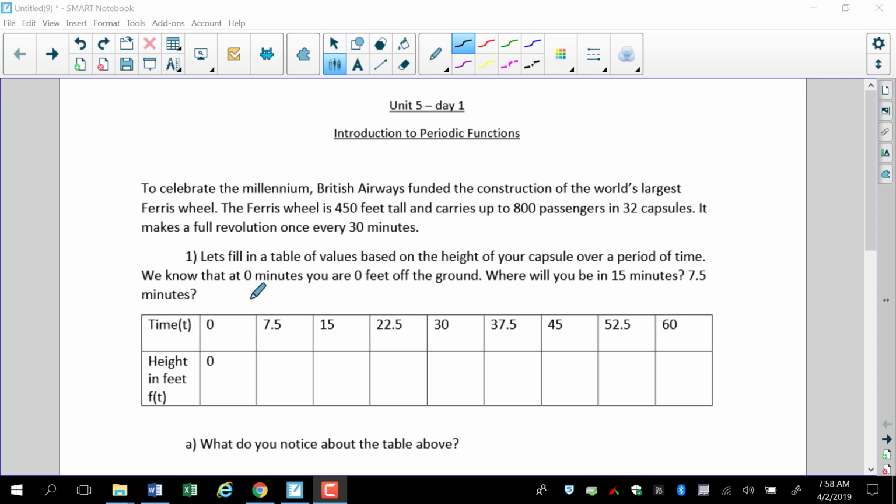Well, the first thing it means is every 30 minutes, it's going to be back down to 0, right? So at 60 minutes, it's back down to 0. Because we know that's where we're going to get on, and we're going to come back and get off at 30. So that means 15 minutes in, we're probably going to be 450 feet in the air. The same thing at 45 minutes in. We're going to be at the highest point. So somewhere in the first 15 minutes, we go from the bottom all the way to the top and then come back down again. And then in between is going to be halfway, which is 225 feet.